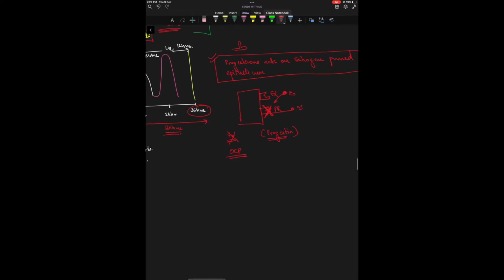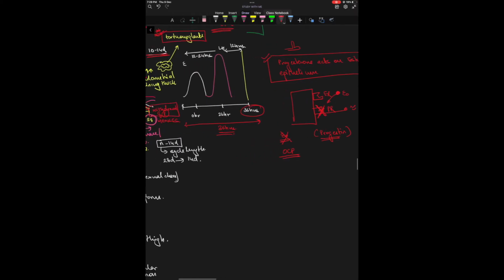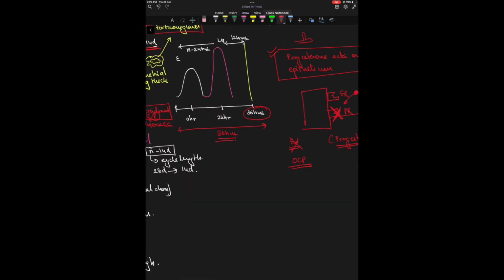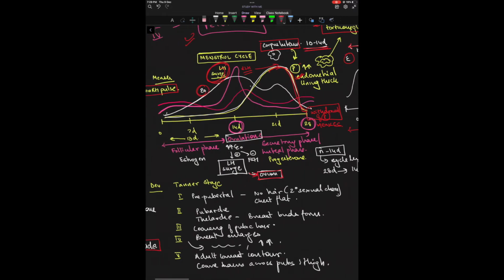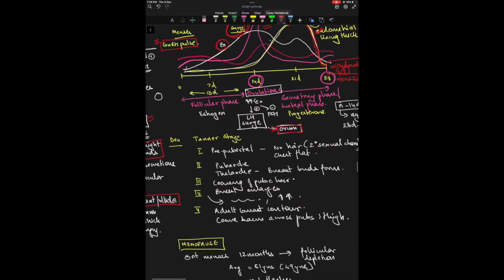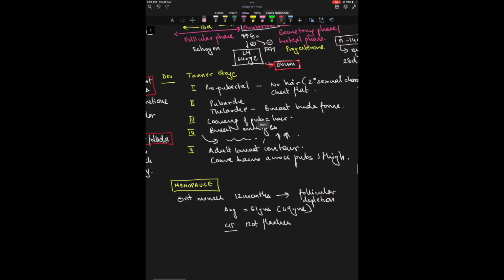Another important point which is asked in the exam is the time duration between estrogen peak, LH surge, and ovulation. So the time from estrogen peak to LH surge is 12 to 24 hours, and from LH surge to ovulation is 12 hours. They can also ask the time duration between estrogen peak and ovulation, which is 36 hours. It has been asked in exams before as well. This is the menstruation. Next is the development.